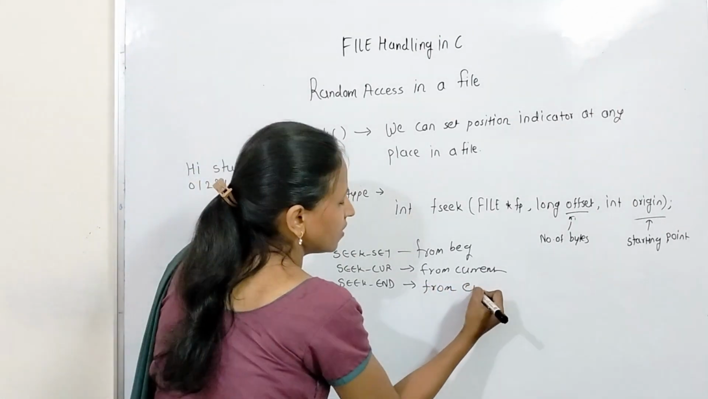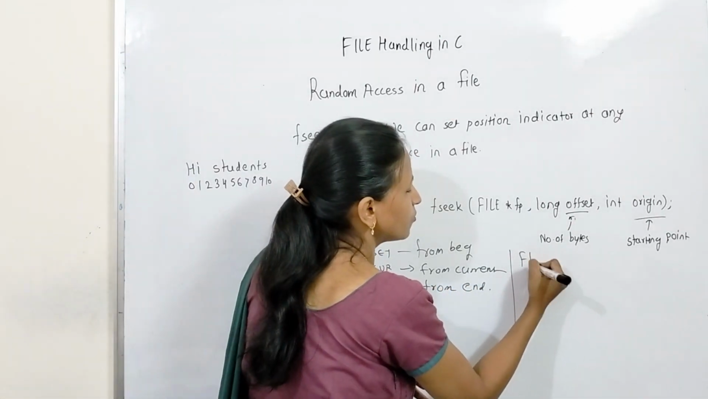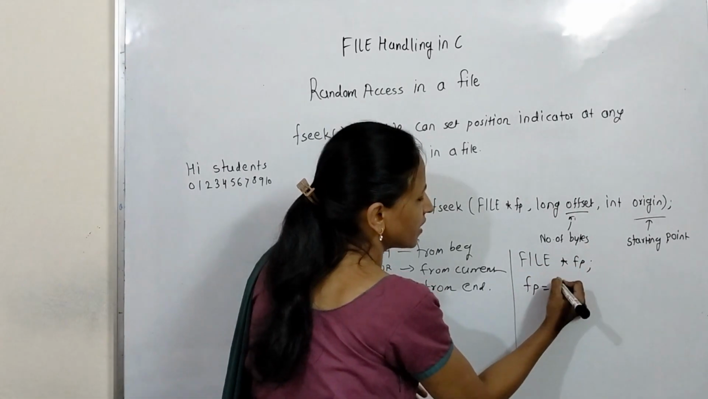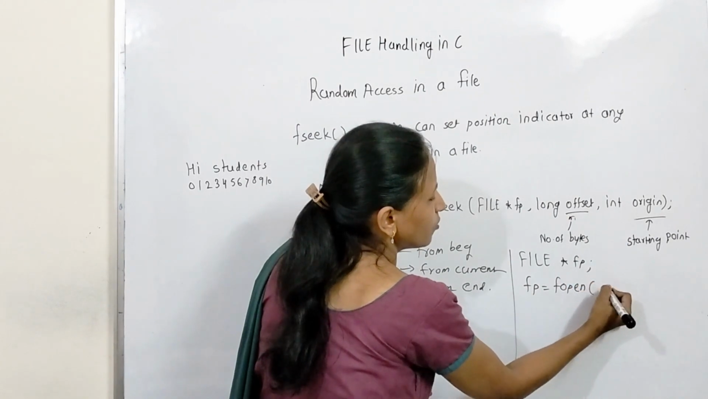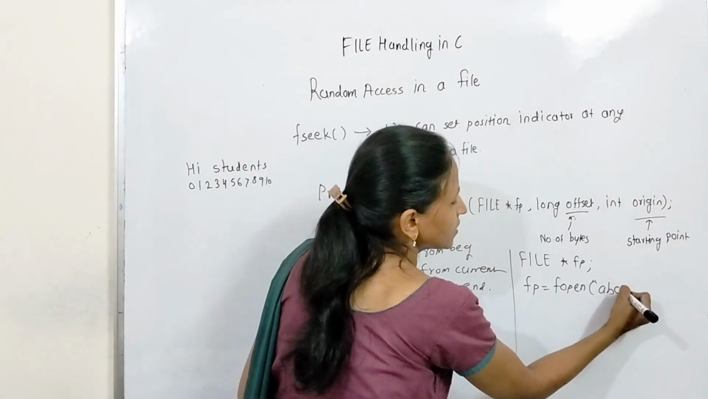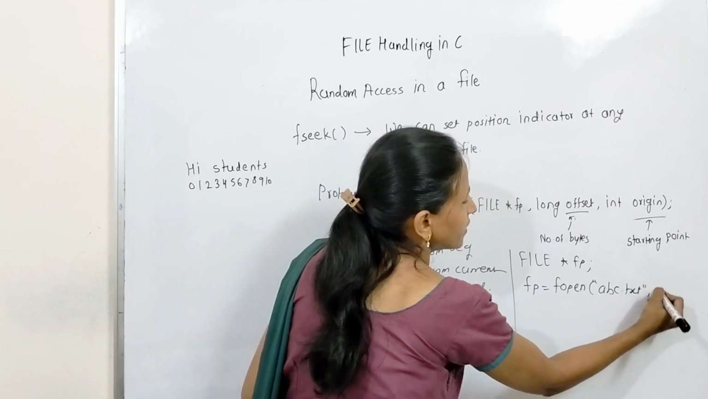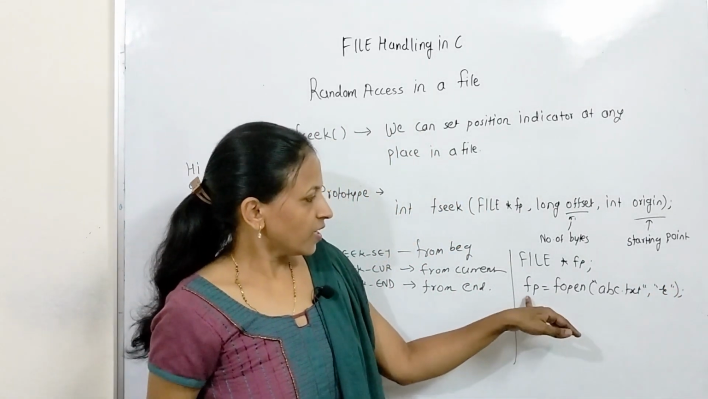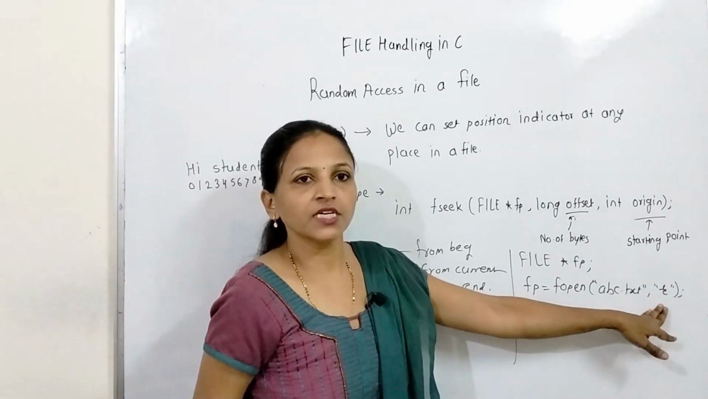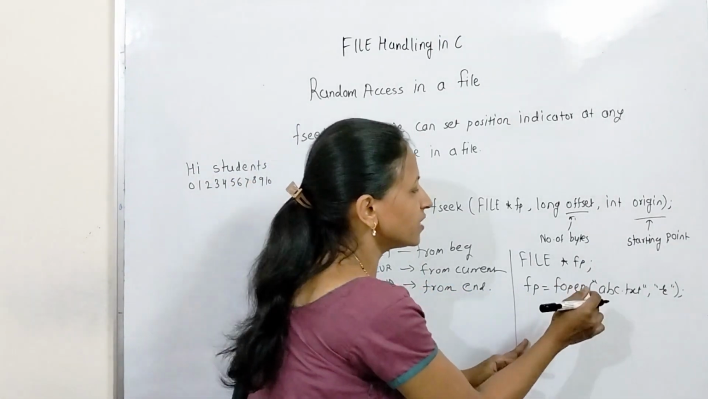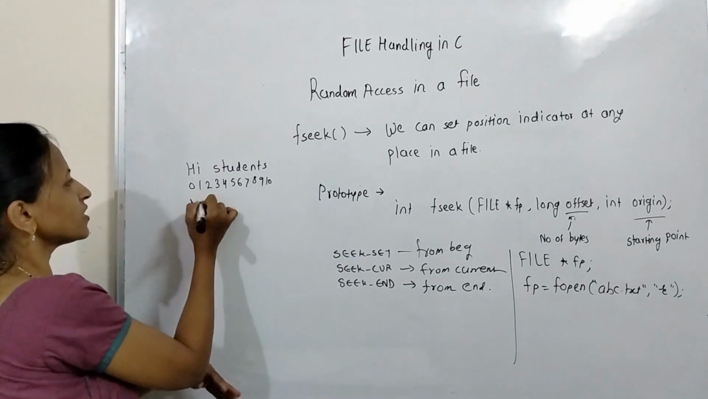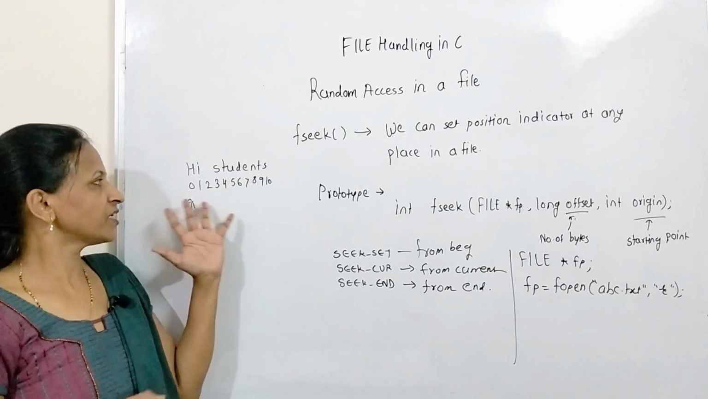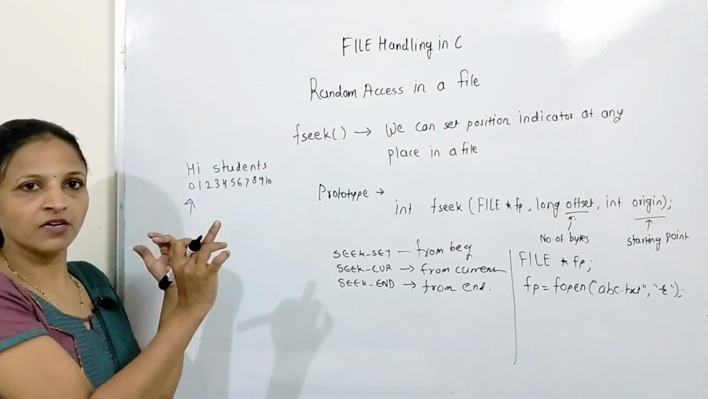Very simple. Let me open that file in read mode in this way. FILE star fp. First we have to open that file, like fopen. The name of the file is, let's again use the same, abc.txt, and I am opening that file in read mode. Now the file pointer is at the beginning, of course. Let's say this abc.txt has the contents "hi students", and these are the byte numbers starting from 0 to 10.